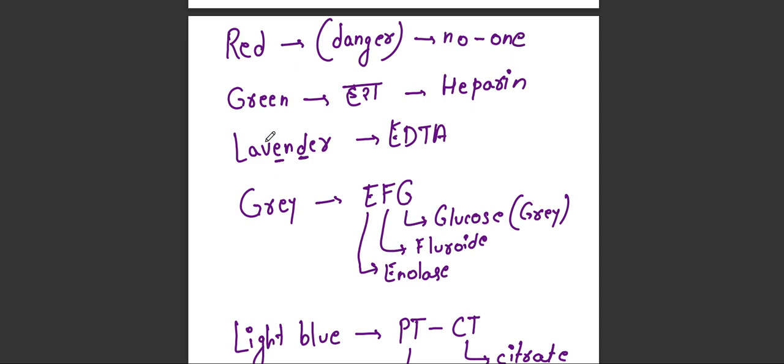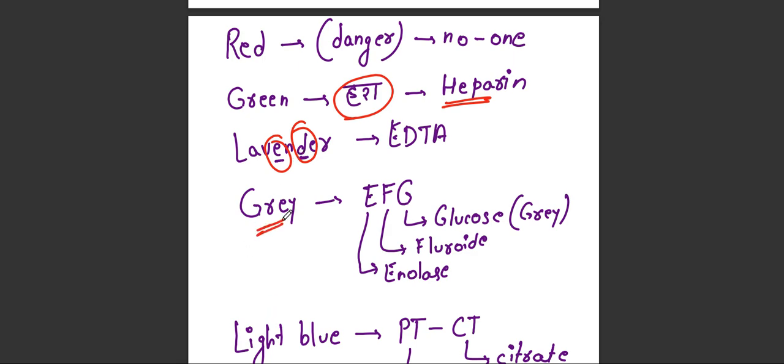Green. Green representing the hara color. Green in Hindi means hara, and hara is relatable to the heparin. Therefore, green vacutainers representing the heparin. Then lavender color, as you know that for the CBC we are using the EDTA bulb. In lavender itself it is representing the E and D, that means the EDTA.